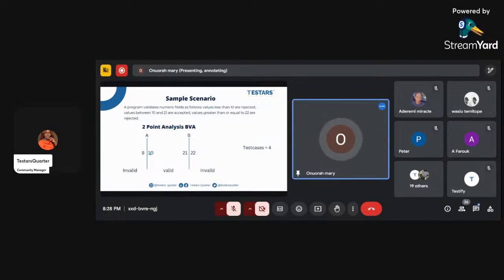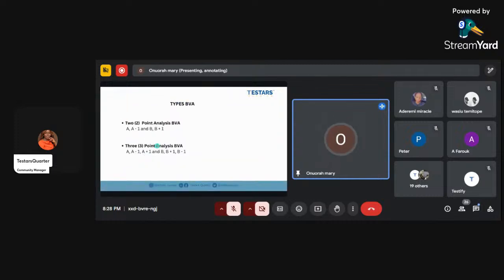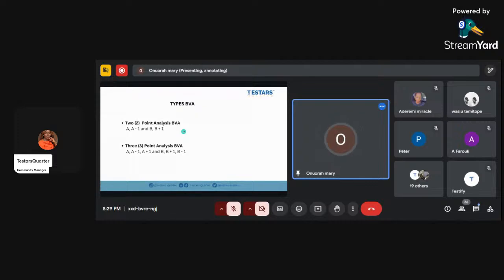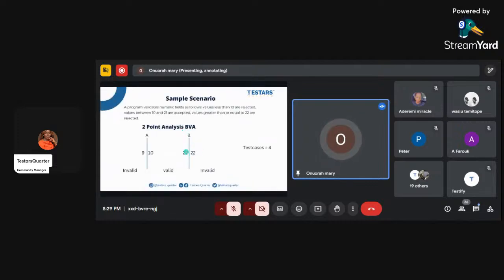So now, going by the formula, we have A, which is 10, and then we have A minus 1. A minus 1 gives us 9, and that's why you can see 9 here and 10 here. So for 2-point analysis, we are using just a little bit below our lower boundary, and then our boundary on the lower side. Then on the higher side, we have just a little above our boundary. And that's why we have 21 and 22, which is B and B plus 1. B plus 1 is 22 and B is 21.